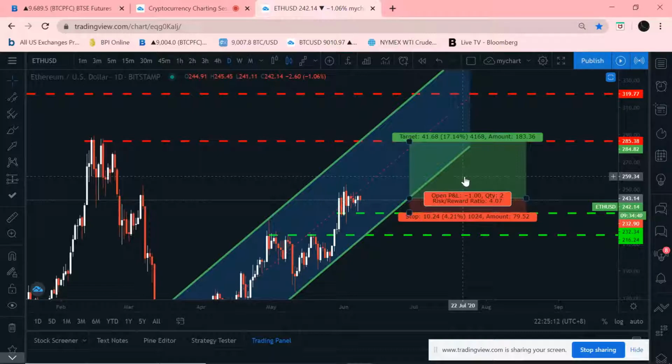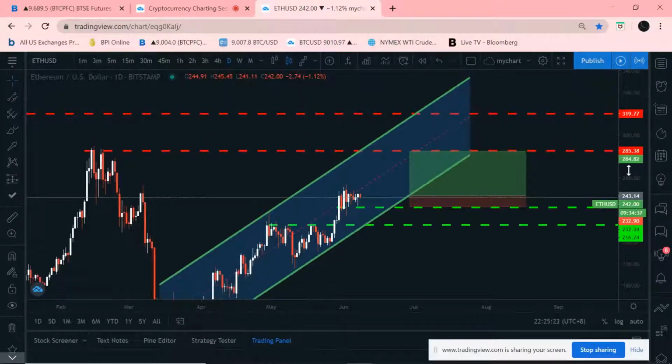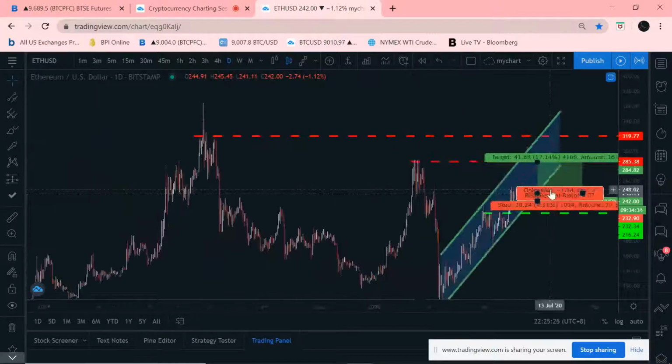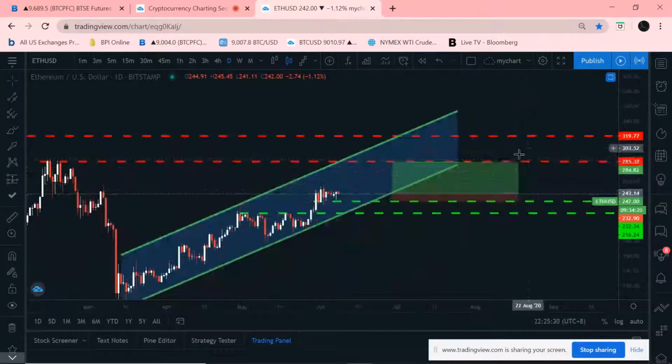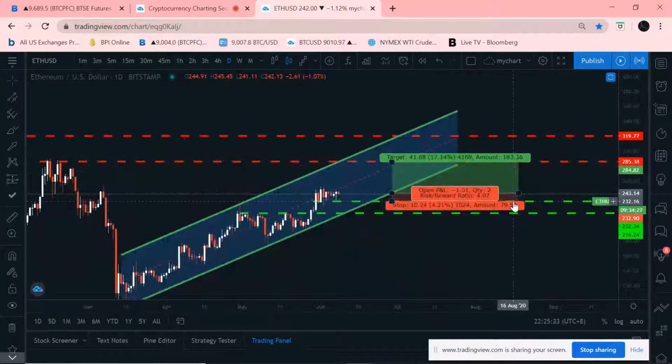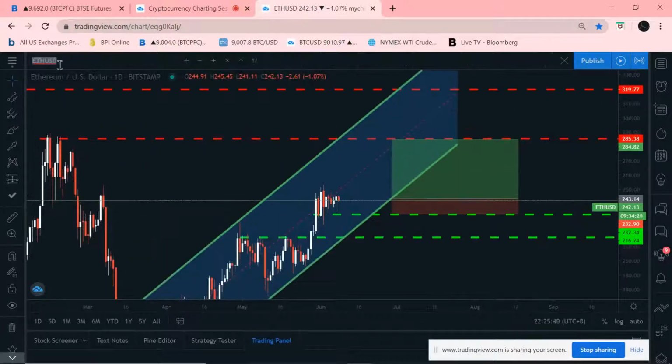If the leverage is 50, that's around 200. So it's still attractive if, of course, it breaks or reaches the target area of 285. So it depends whether it will reach our target profit or get stopped out. So next is of course the LTC.